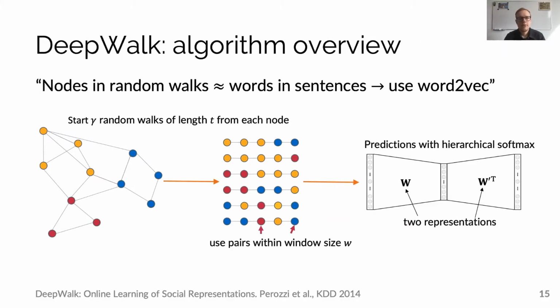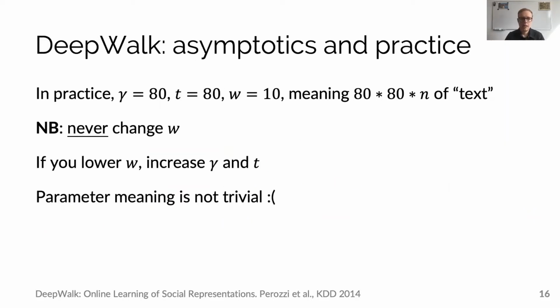So the first algorithm, as I said, was DeepWalk in KDD 2014 by Bryan. The very idea that started the whole subfield is that nodes in random walks are approximately words in sentences. So basically, we generate a corpus of random walks. We start gamma random walks of length t from each node. And then we simply use the pairs within some fixed window size w. In practice, we start 80 random walks from each node of length 80, so these are actually quite long, and use a window size of 10.